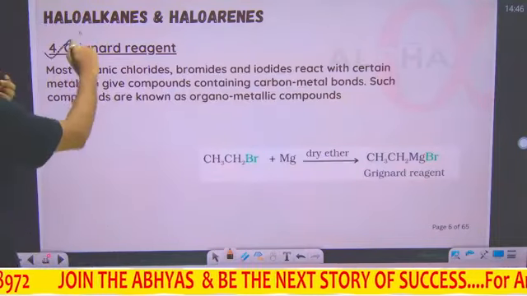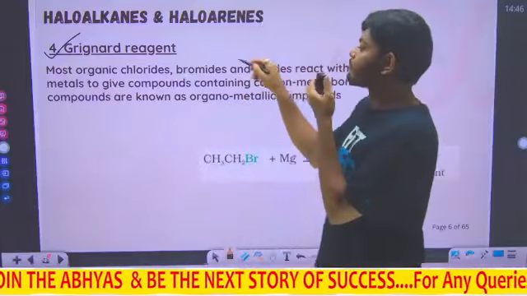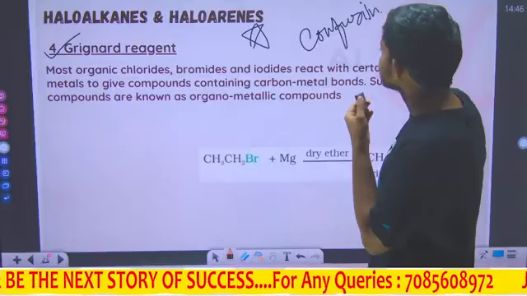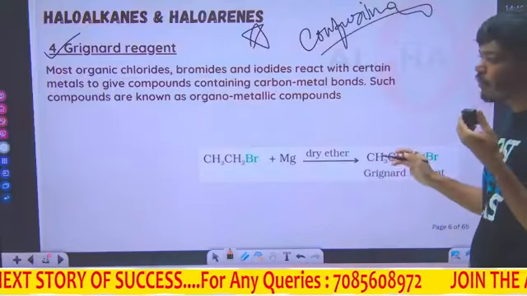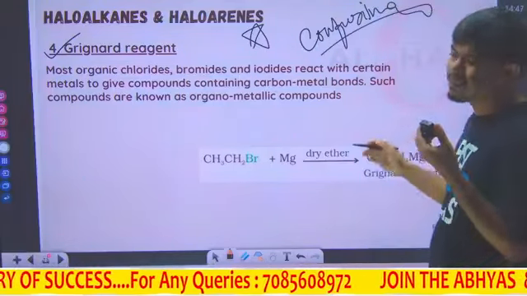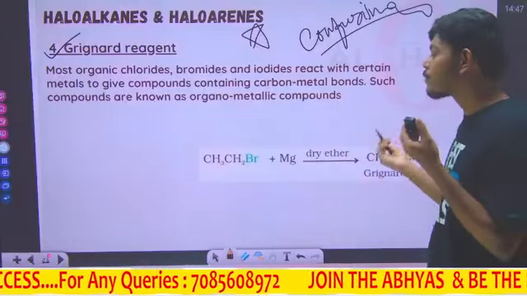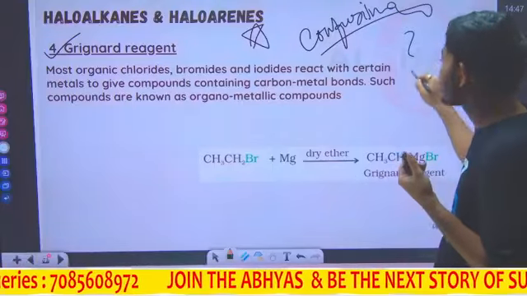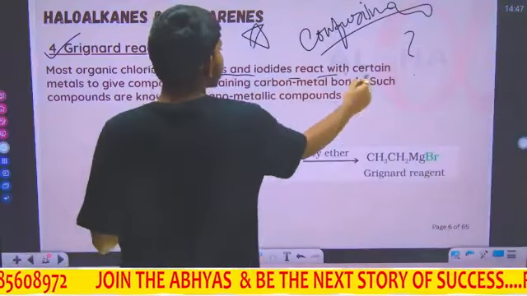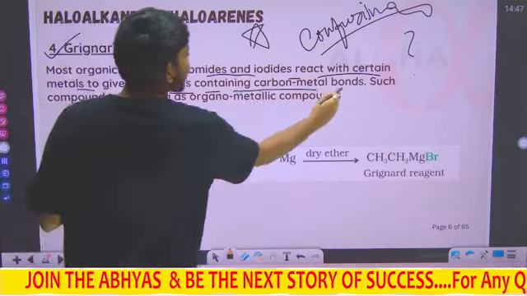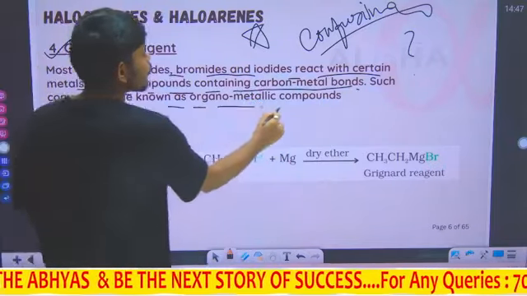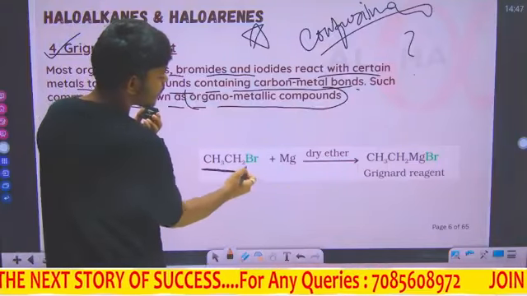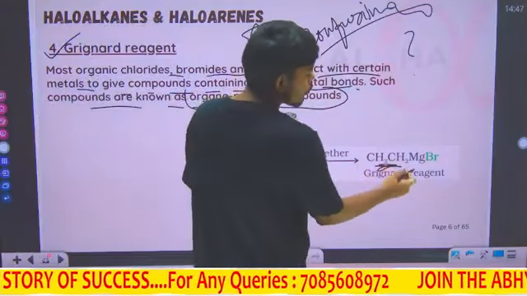Next is Grignard reagent, a very important thing. I will say this will be your confusing part. Students get confused a lot here because Grignard reagent is the attacking species. How can magnesium get attached to bromine with the same alkyl group? The question may come, right? Most organic chlorides, bromides and iodides react with certain metals to give compounds containing carbon-metal bonds. Such compounds are known as organometallic compounds. Organo is the organic part, and metallic is the metal part.